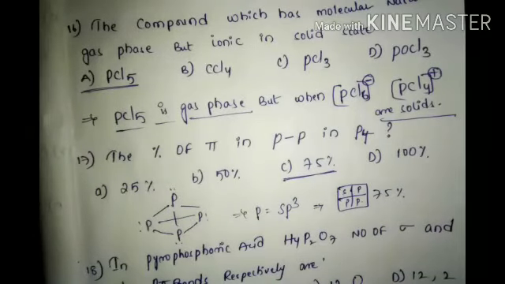Option C is correct. The percentage of pi is 75.